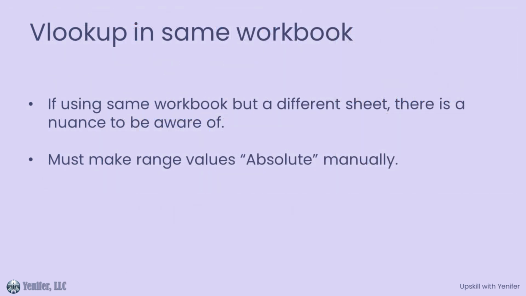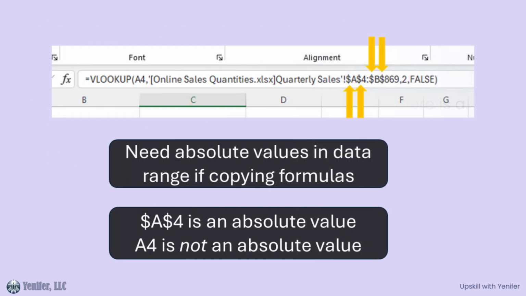Until now, our example was looking up data in two different workbooks. It is also possible to look up data within the same workbook, but you will need to make a slight adjustment to your formula when you do this. You will need to make your data range in your formula into absolute values before copying them to other rows. An absolute value, or absolute reference, in Excel is denoted by $ signs before the column letter and row number, like $A$4. It locks the reference so that it remains constant when the formula is copied to other cells.